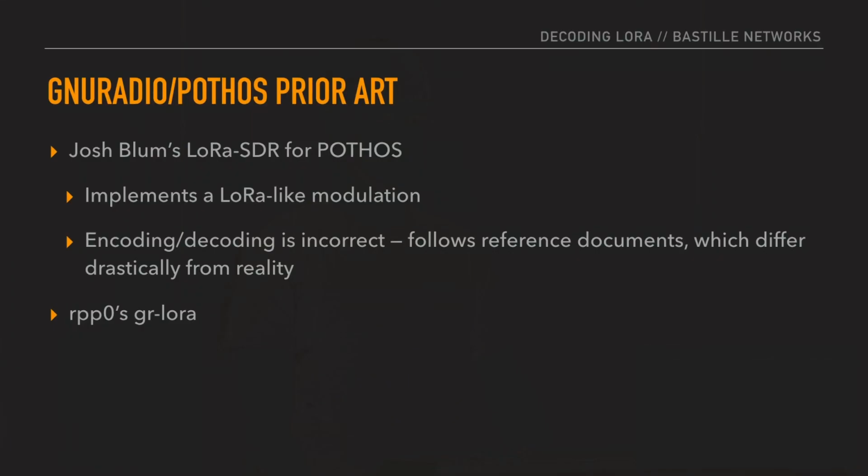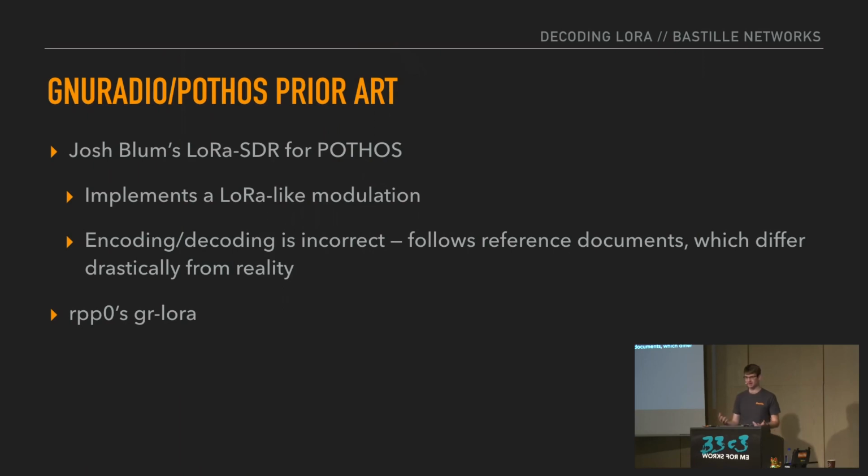So there's some prior art to cite. Josh Bloom has a module for Pothos, which is a kind of competitor to GNU Radio. It's like another framework. It gets the modulation right, but the decoding is basically off of the documentation. So it can talk to itself, but it can't talk to actual hardware because it doesn't implement the real decoding stage that we had to reverse engineer.